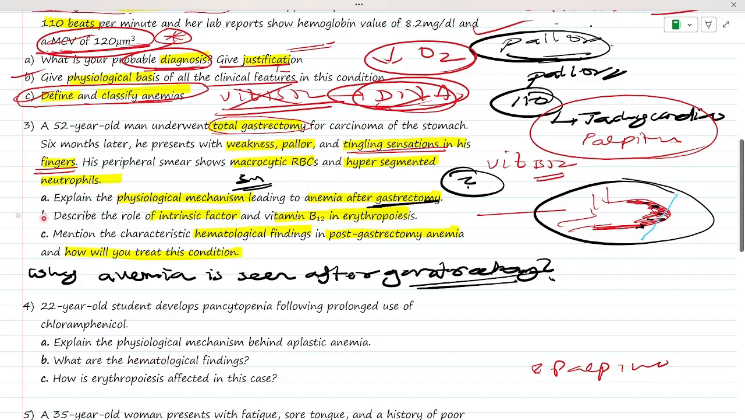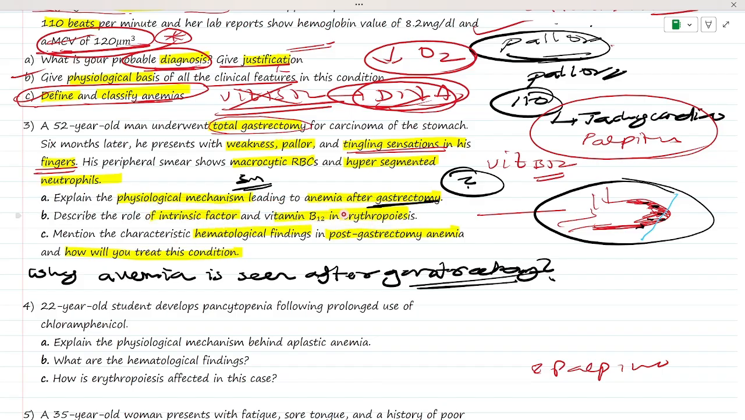Now, describe the role of intrinsic factor and vitamin B12 in erythropoiesis. I have told you, for the absorption of vitamin B12 we require intrinsic factor. And for the synthesis of DNA we require vitamin B12. So for the synthesis of RBCs we require DNA, for it we require vitamin B12, and for the absorption we require intrinsic factor. So in erythropoiesis, vitamin B12 and intrinsic factor are necessary. I hope you are clear with this.